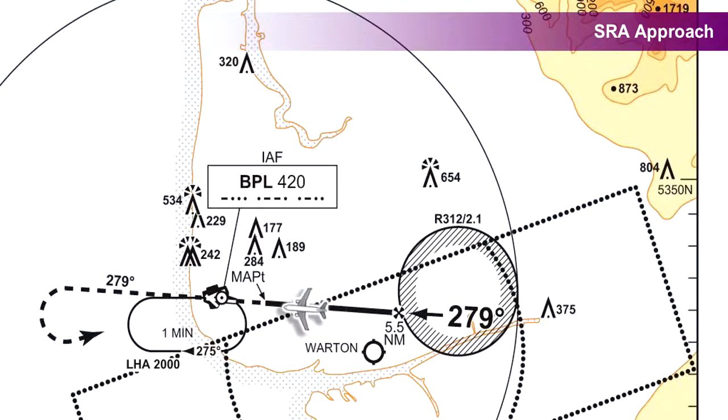Sometimes an SRA terminates with a circling manoeuvre, complying with the defined visual criteria, to land in a direction other than that of a straight-in approach. This is called a visual manoeuvre, and we will explain it further later on.